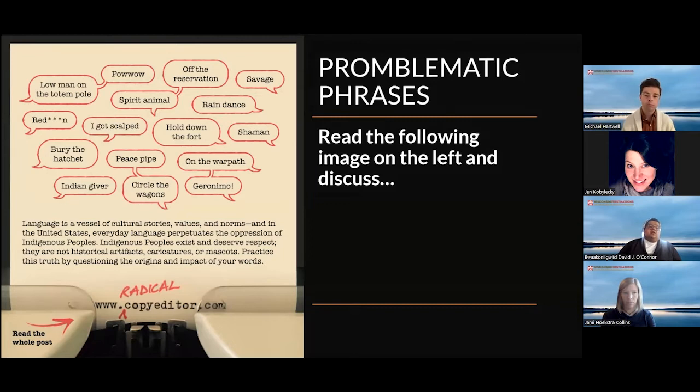It says, language is a vessel of cultural stories, values, and norms. In the United States, everyday language perpetuates oppression of numerous people. And as the words that we're going to use above here, Indigenous people. Indigenous people exist and deserve respect. We are not historical artifacts, caricatures, or mascots, folks. Practice this truth by questioning the origin and impact of our work.